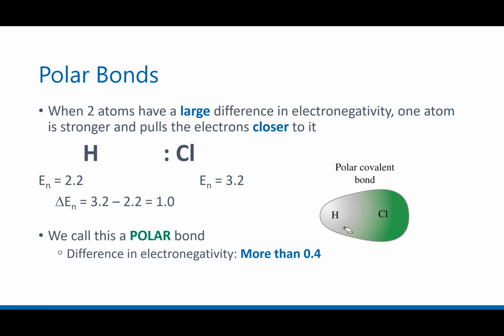So when two atoms have a large difference in electronegativity, one atom is stronger and pulls the electrons closer to it. We would call this a polar bond. And we could figure this out by subtracting the electronegativities. So these are numbers from the periodic table. If you're wondering where these numbers come from, like 2.2 and 3.2, they come straight from the periodic table.